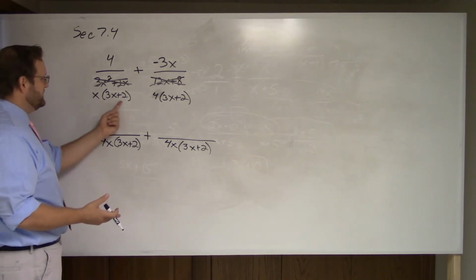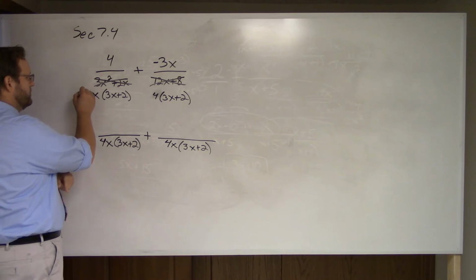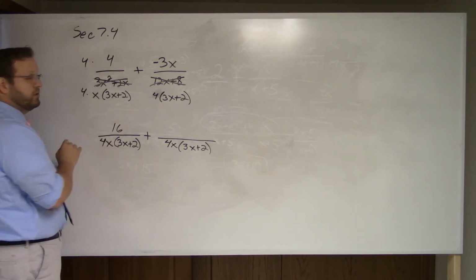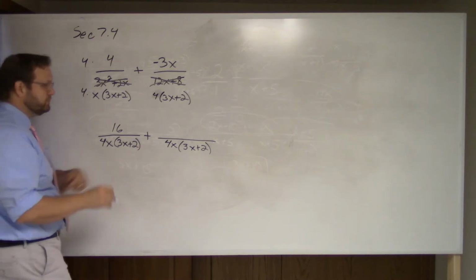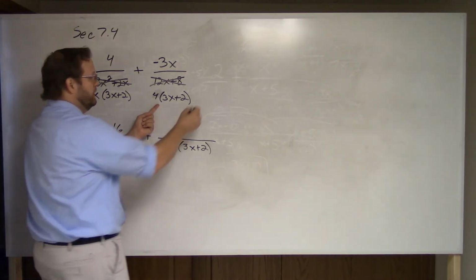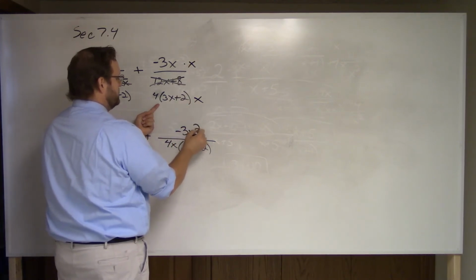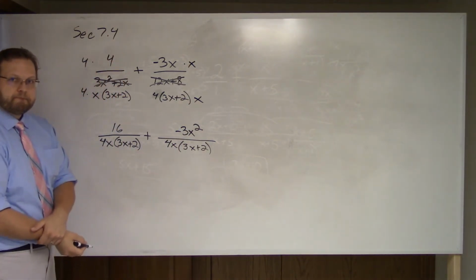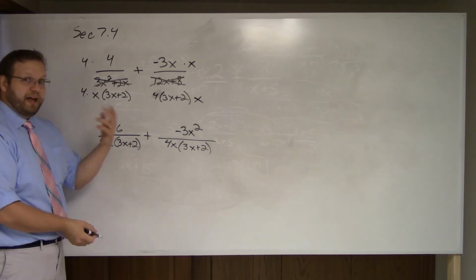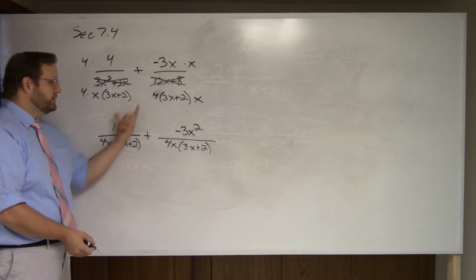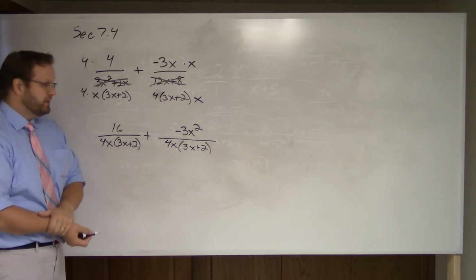Now, what am I missing out of this? I'm missing a 4. So I'm going to put that in the bottom, put that in the top. So I get 4 times 4 is 16. What am I missing here? I'm missing an x. So I get negative 3x squared. Okay, so I factored, decided what my LCD is, and then I built equivalent fractions with that common denominator.